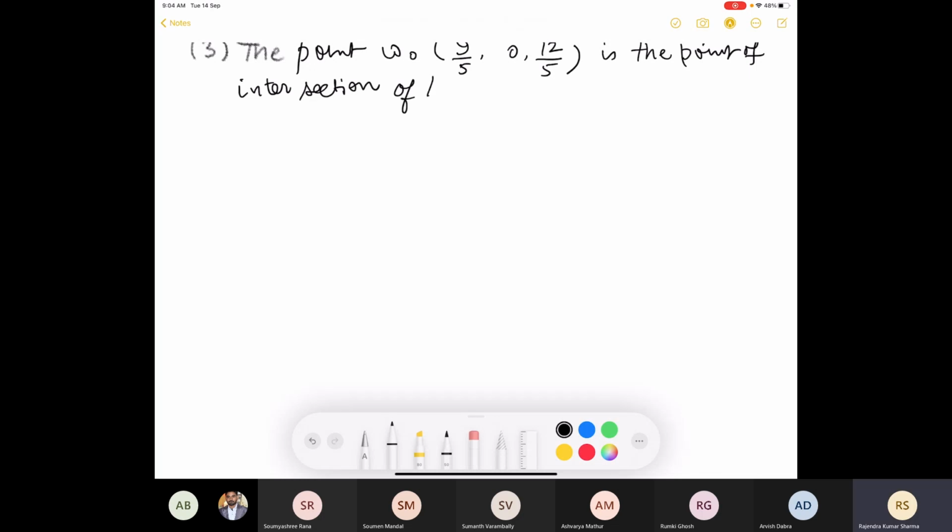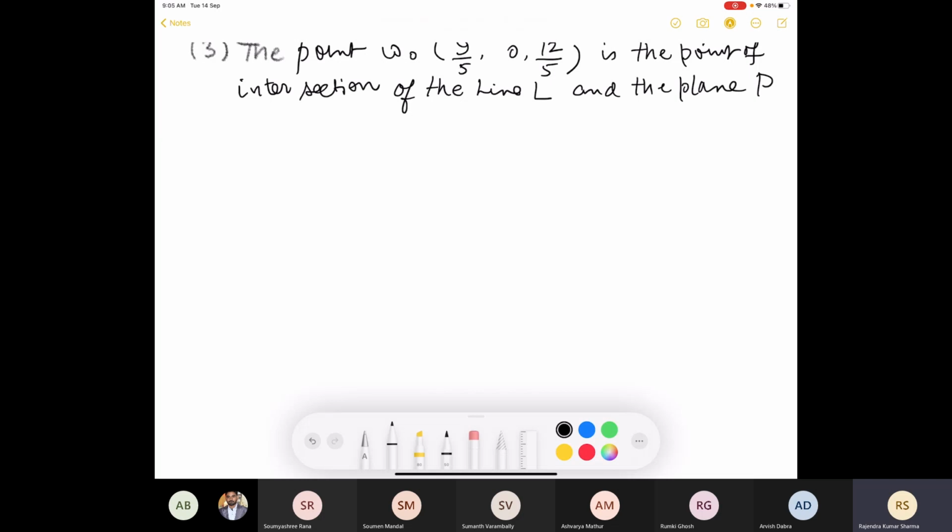Of the line L, and this line, you remember, passes through origin and that point 3, 0, 4, and the plane P.